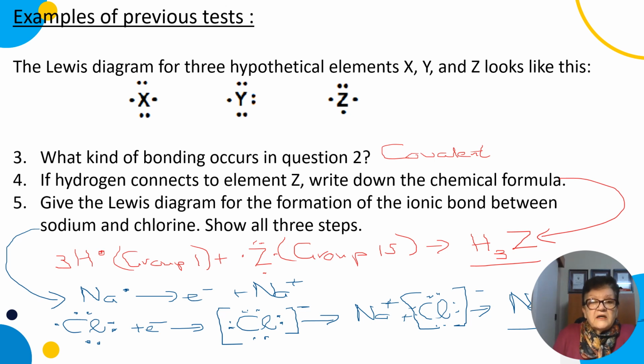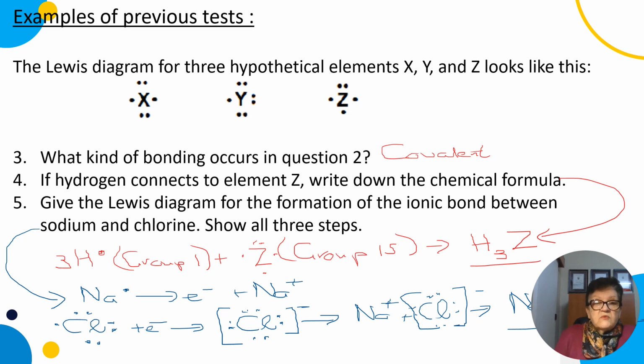Then it says if hydrogen connects to element Z, there is Z, 1, 2, 3, 4, 5, so it's a non-metal. Each hydrogen atom has only 1 electron, so 3 hydrogen atoms will react with one of element Z, and it will then have the formula H3Z.